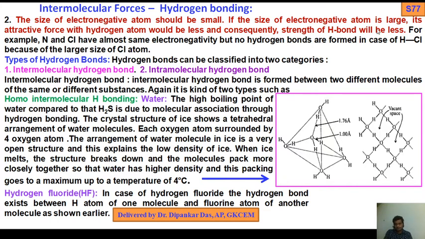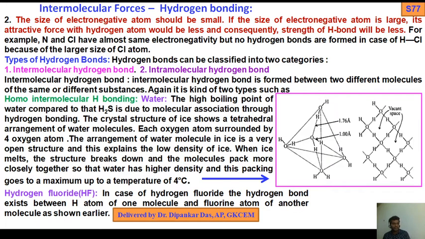So, for example, nitrogen and chlorine have almost the same electronegativity. Listen carefully. Nitrogen and chlorine have the same electronegativity, but no hydrogen bonds are formed in the case of HCl because of the larger size of the chlorine atom. We should remember this thing.